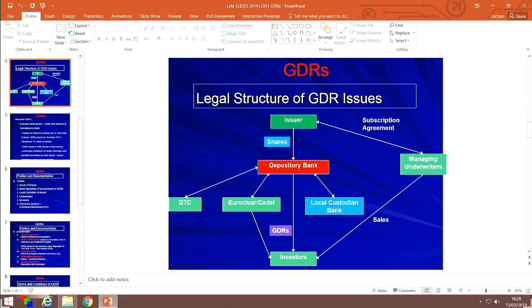Thus, there has to be some mechanism to convert those local currency Egyptian shares into something which international investors will buy. Answer, you convert them into global depository receipts. How do you do it? You put the shares on deposit with the depository bank, which simultaneously issues these financial instruments called global depository receipts. Is it making sense or are you still lost? Sorry?